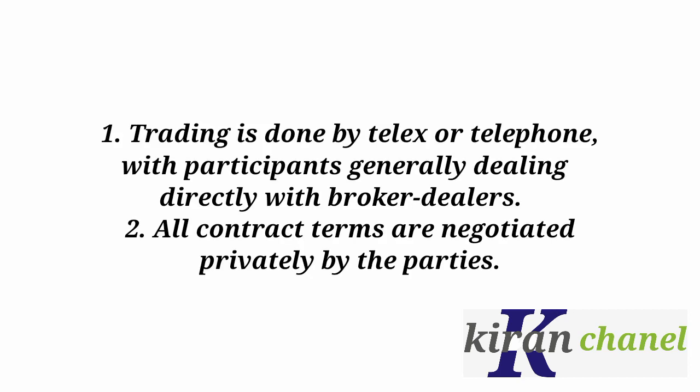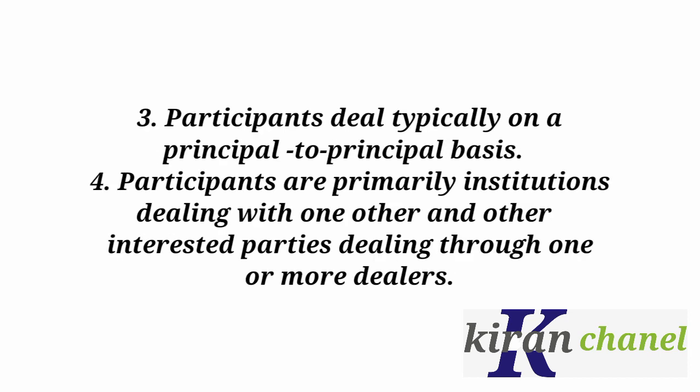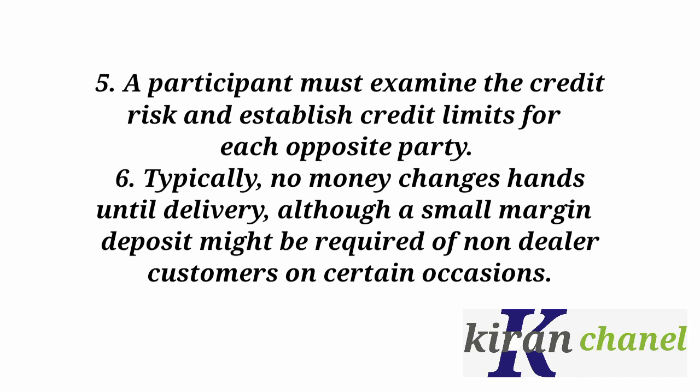Forward market. Number 1, trading is done by telex or telephone with participants generally dealing directly with broker-dealers. Number 2, all contract terms are negotiated privately by the parties. Number 3, participants deal typically on a principal-to-principal basis. Number 4, participants are primary institutions dealing with one another and other interested parties dealing through one or more dealers. Number 5, a participant must examine the credit risk and establish credit limits for each opposite party.